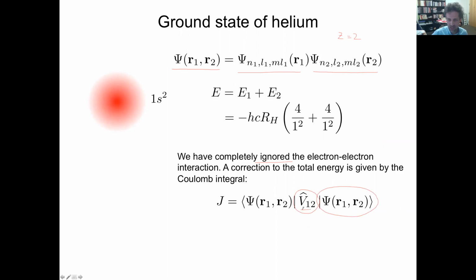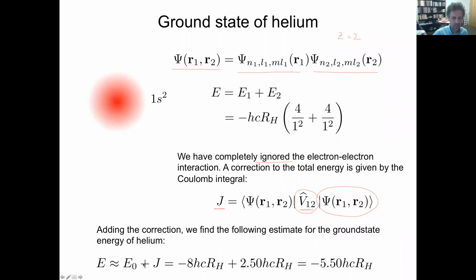It doesn't include this V, okay, and now I'm saying, well, since I have this one right now, let's just calculate this expectation value based on these functions. Okay, so that's an approximation, but this approximation will give us some sort of an idea of the magnitude of this electron-electron interaction. Okay, and this is the result. If I take E naught, which is basically the energy I just computed up here, you know what hc is times R_H. You can just compute this, and if you do that, you find minus 8 hcR_H.